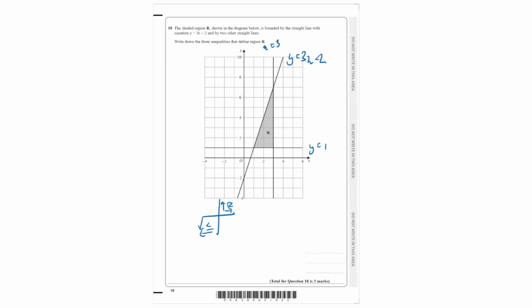So let's start off with the answer they gave us. y is equal to 3x minus 2. It is going down into R. So we can simply write y is less than or equal to 3x minus 2. And then we'll do the next one we found, which is x is equal to 3. It is going to the left, so it is less than or equal to. So x is less than or equal to 3. Now for the final one, y is equal to 1. We can see that it goes up into R. So we can write y is greater than or equal to 1. And that's our final answer.